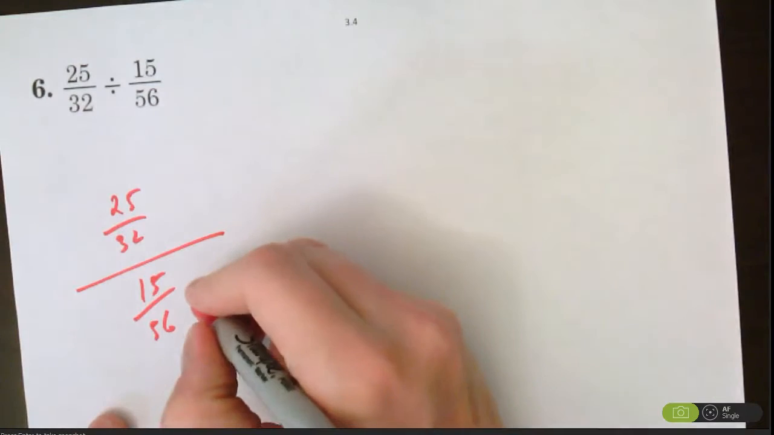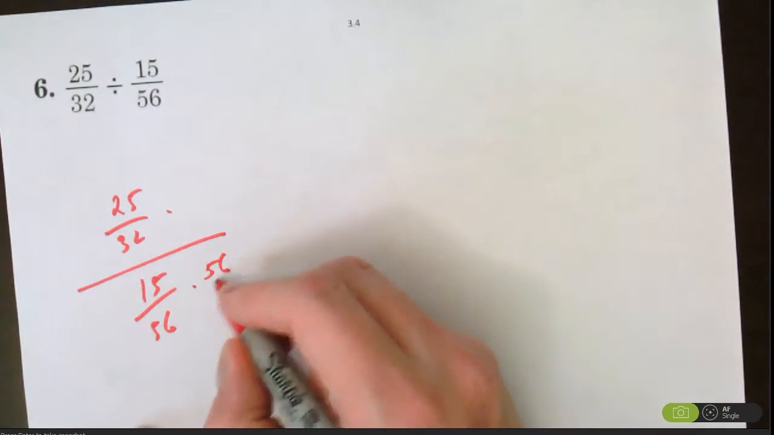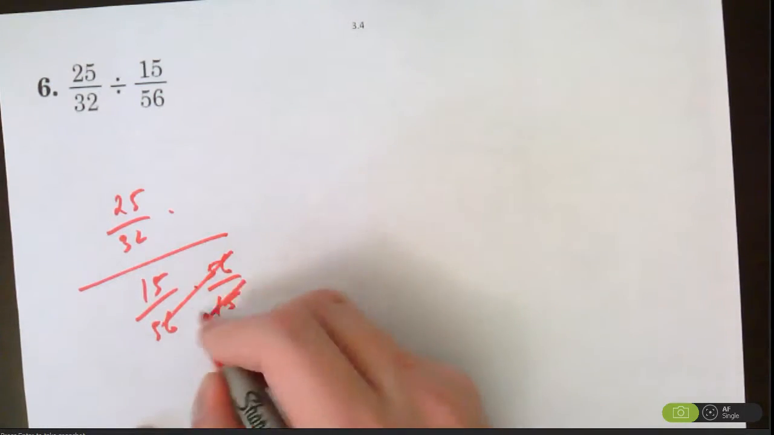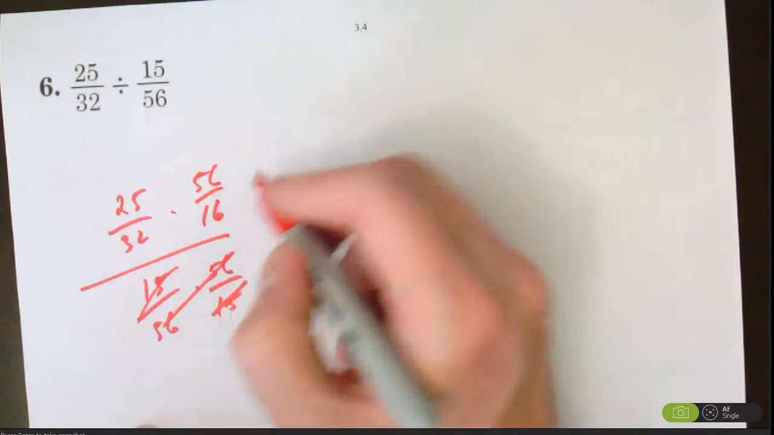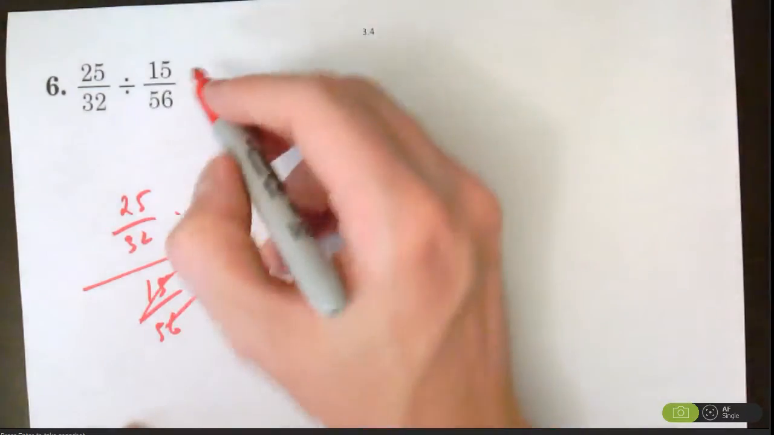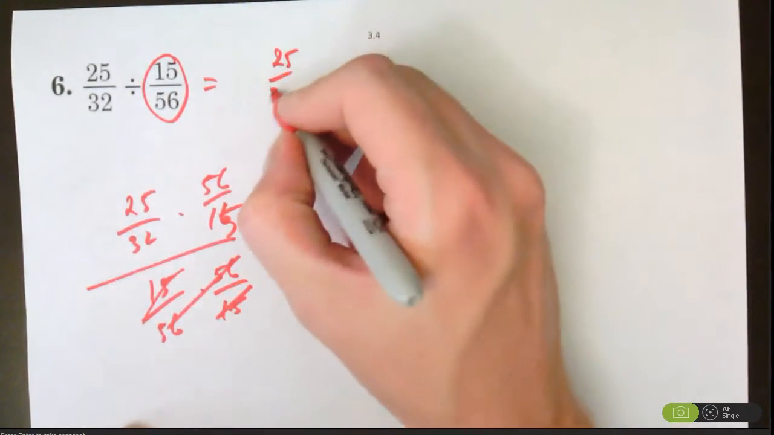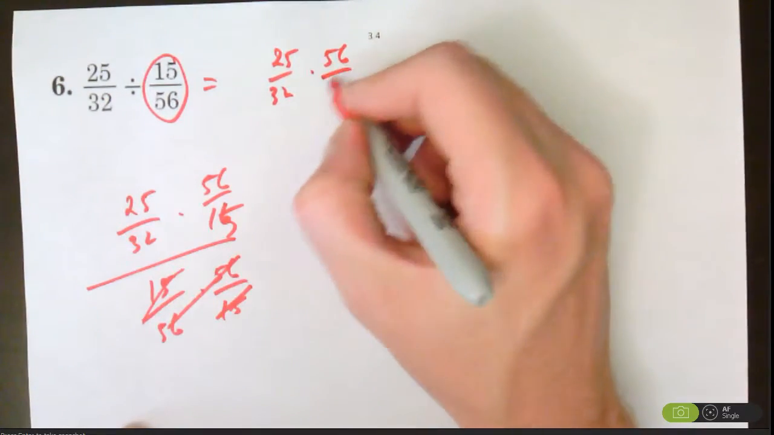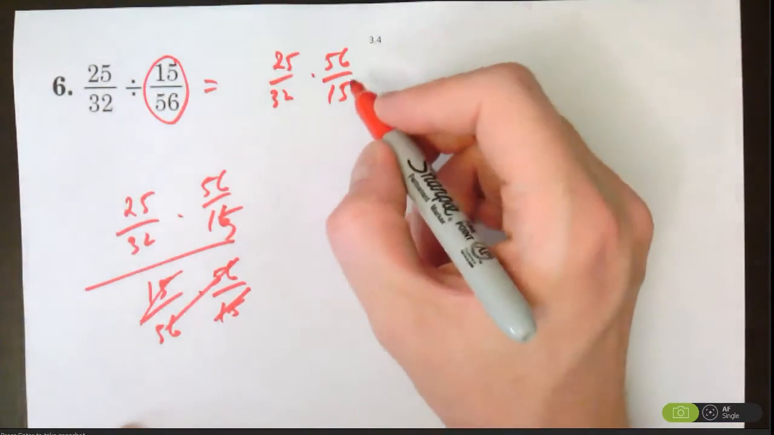And then we multiply the top and bottom by the reciprocal of the denominator, because 56 over 15 will cancel that denominator out. So the trick just becomes, turn this and flip the second one to become 25 over 32 times 56 over 15. And then take your common factors out.